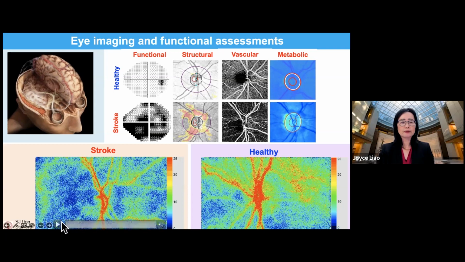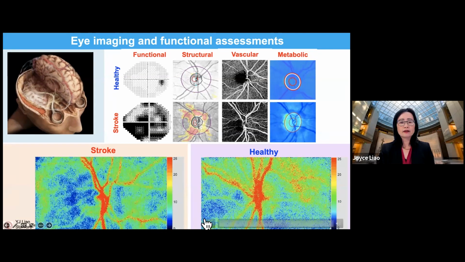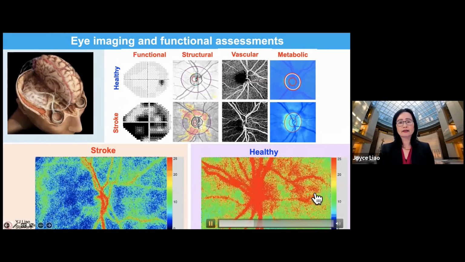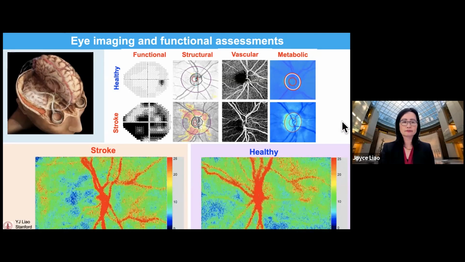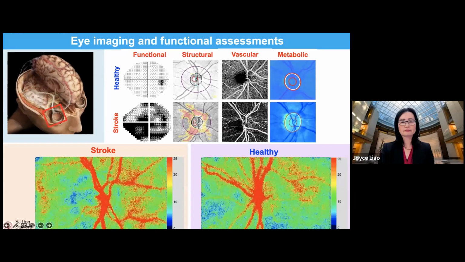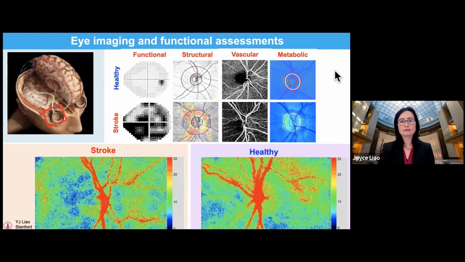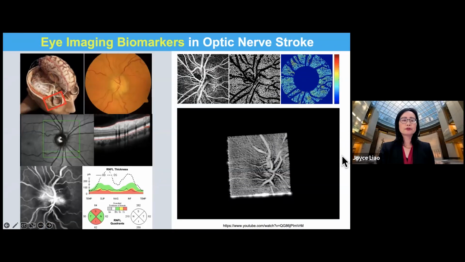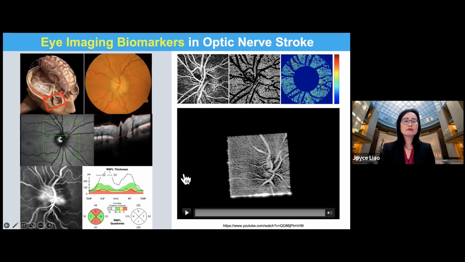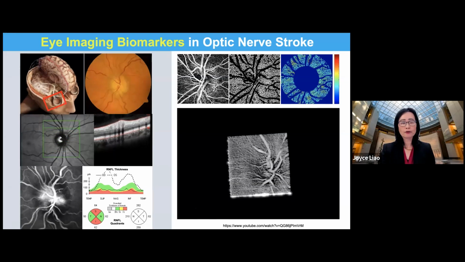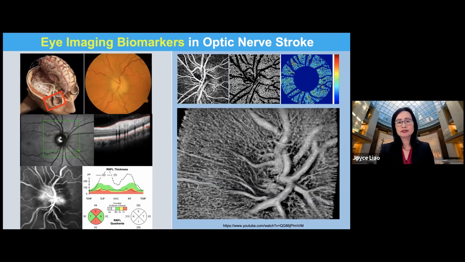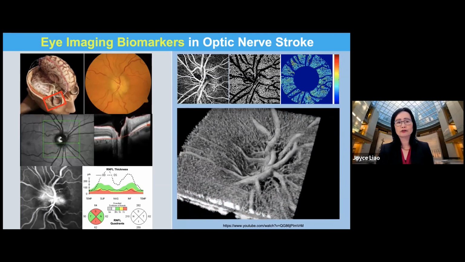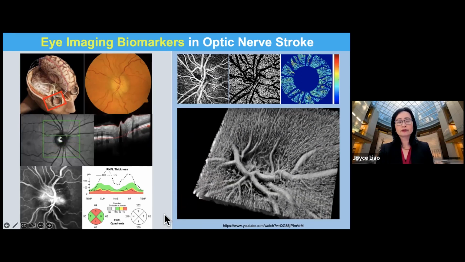This is a patient with optic nerve stroke in the right eye. And compared to the other eye, in the left eye, you can see that the blood flow into the nerve is diminished in the eye with the stroke. So to put a lot of the imaging together, our goal is to use eye imaging, which is the most accessible part of the brain, in order to understand the severity of disease, to diagnose the disease, and to look at factors such as vascular compromise as a contributor to vision loss.